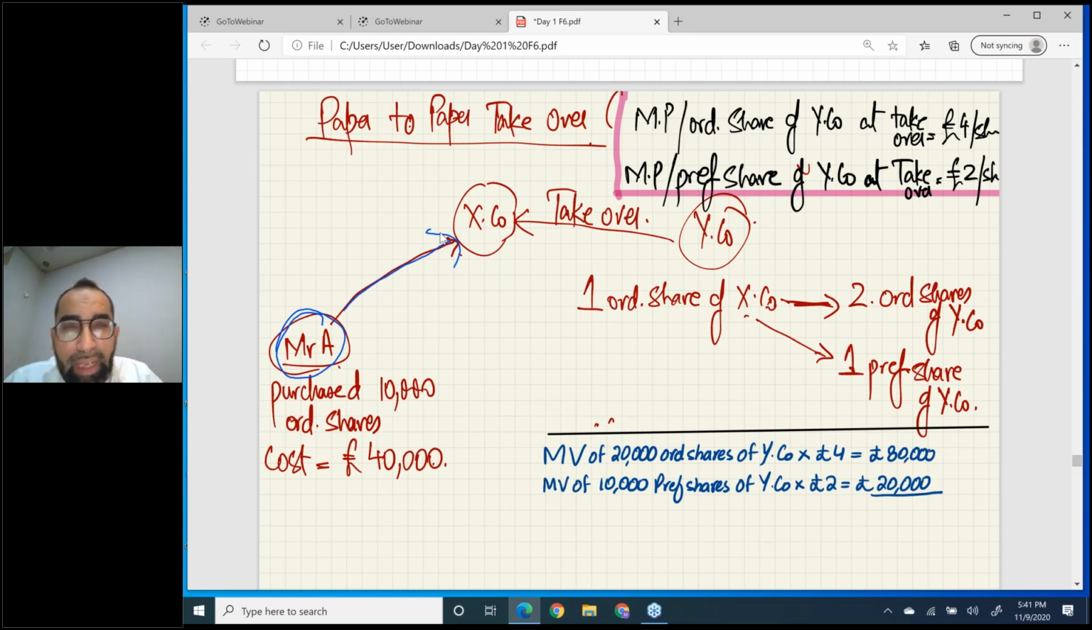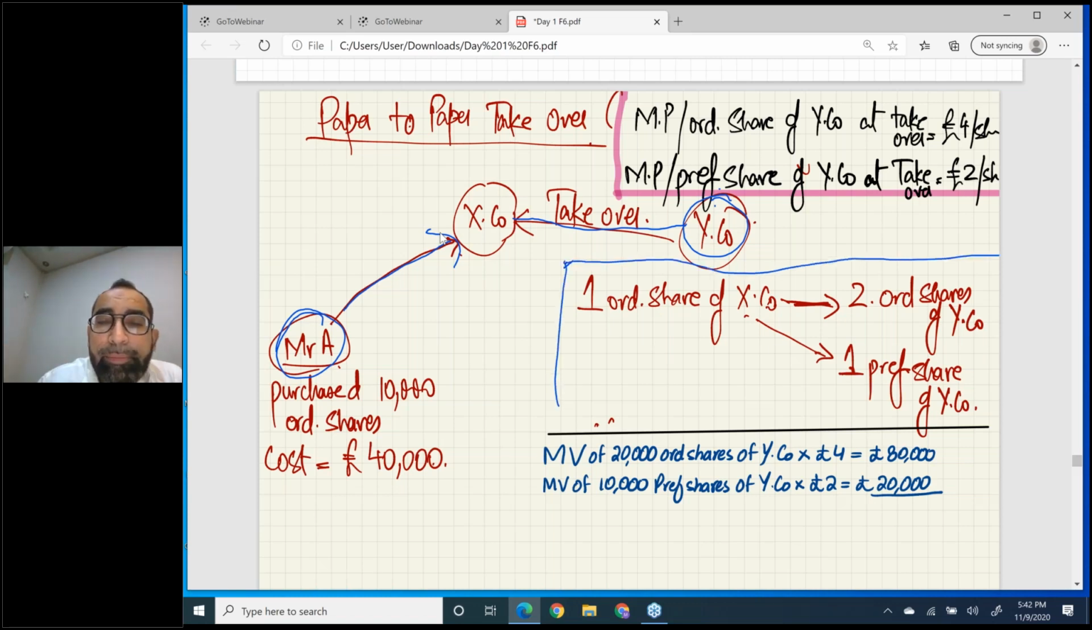Now after 3-4 years, let us say today, Y company wanted to take over, to acquire X company. Whenever one company wants to acquire another company, they need ordinary shares. So Y company gave a deal to all the shareholders of X company, and this is the real deal.